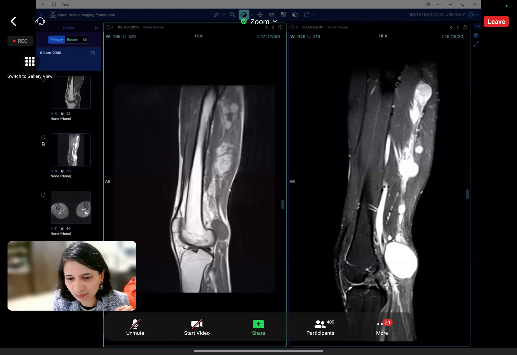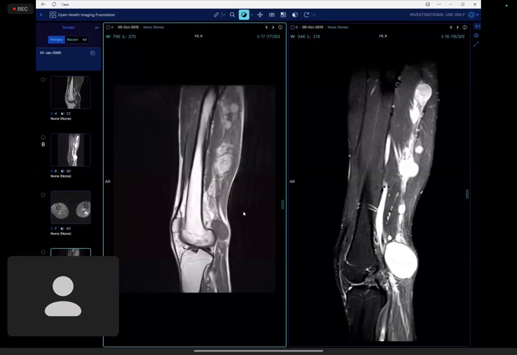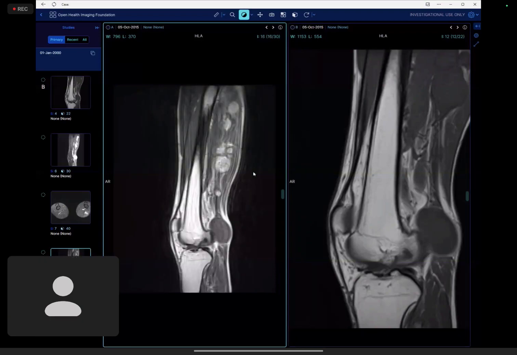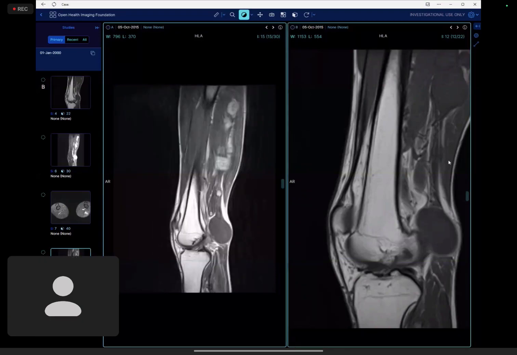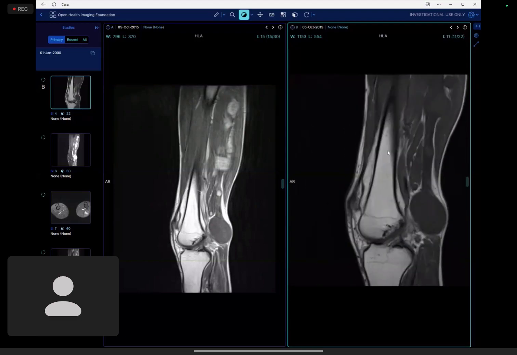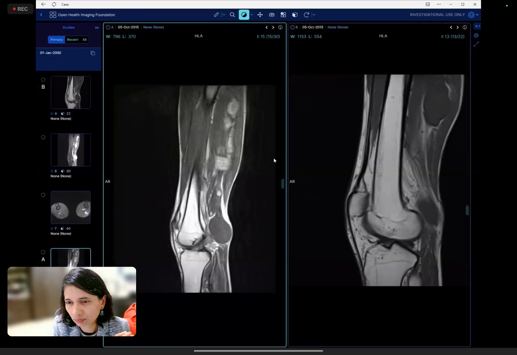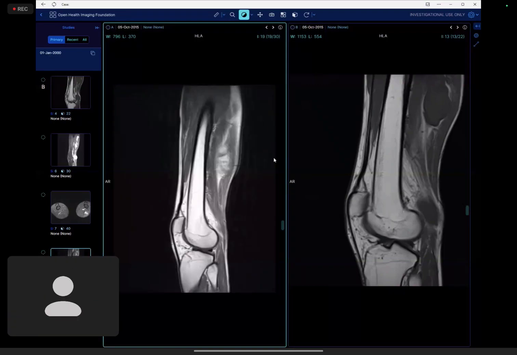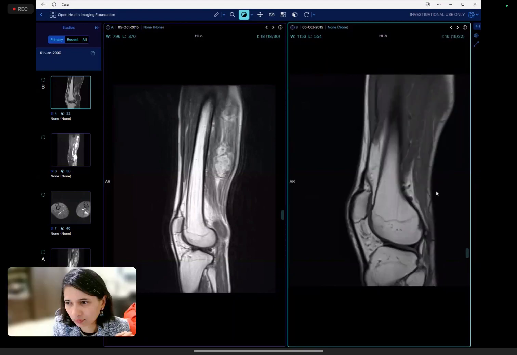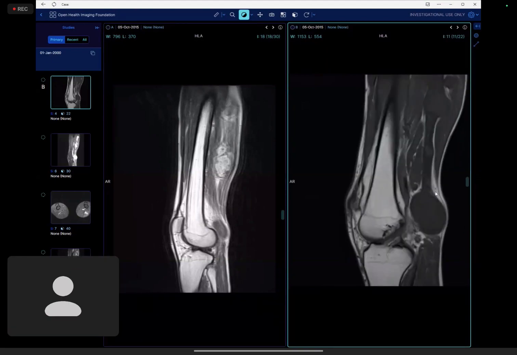Okay, so post-contrast images show heterogeneous enhancement of the lesion. I think these could represent multiple neurogenic tumors along the nerve. Another differential could be venolymphatic malformation, a venolymphatic slow flow malformation.